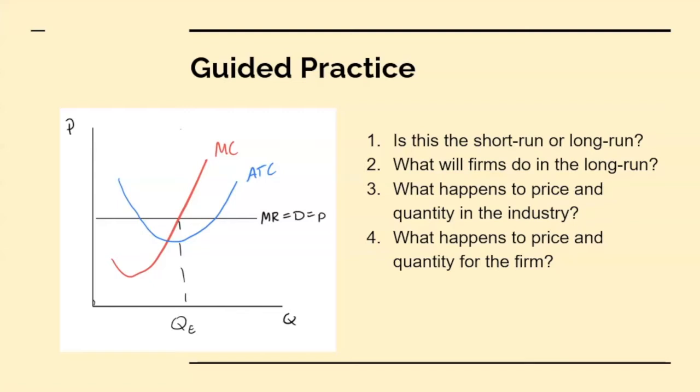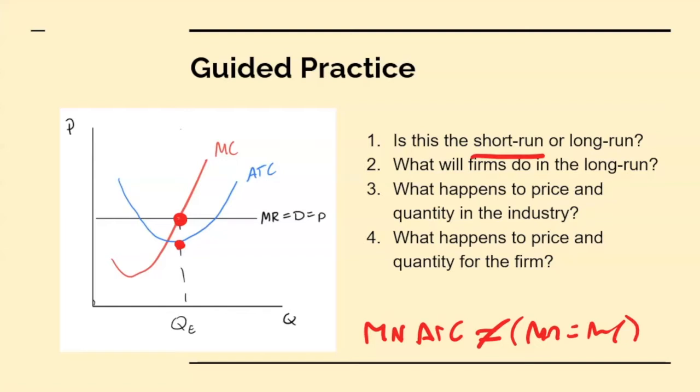So real quick, is this the short run or long run? Well, we know automatically that it's the short run. Why? Well, because we go to MR equals MC, right? It hits the ATC, the minimum of the ATC does not equal MR equals MC here. So because of that, we know it's in the short run.